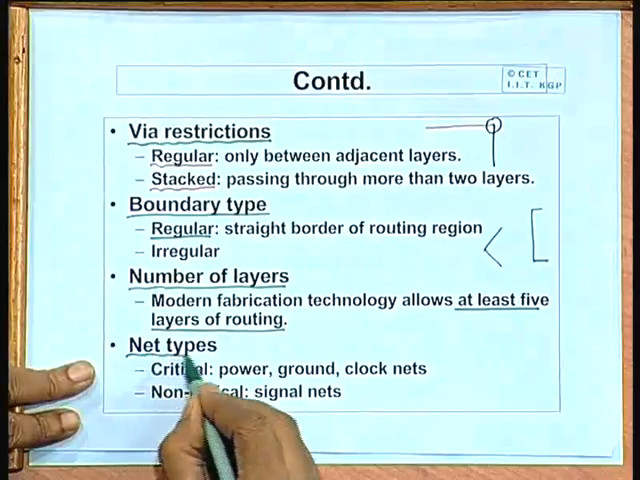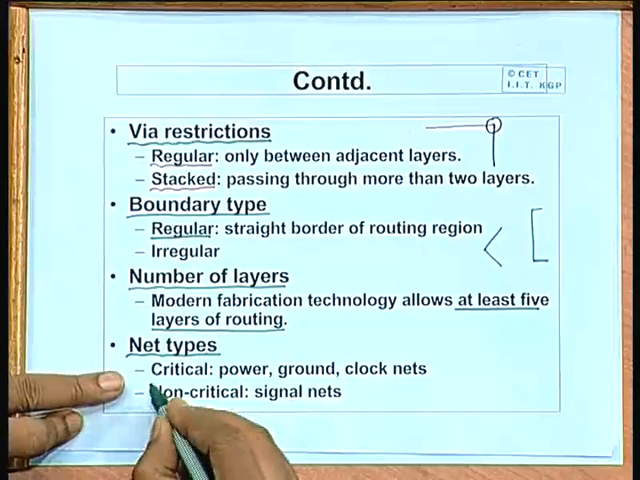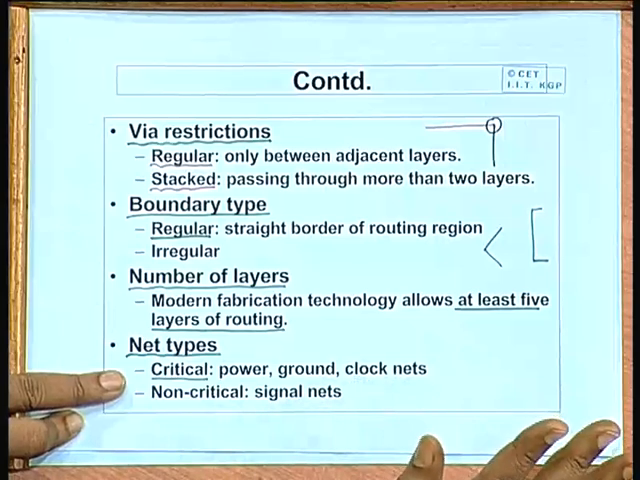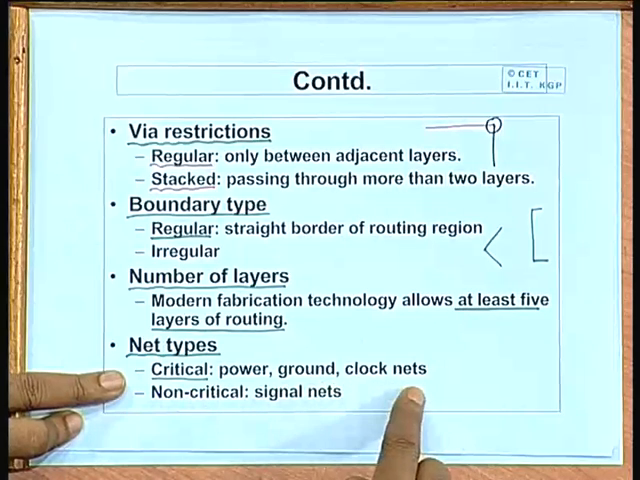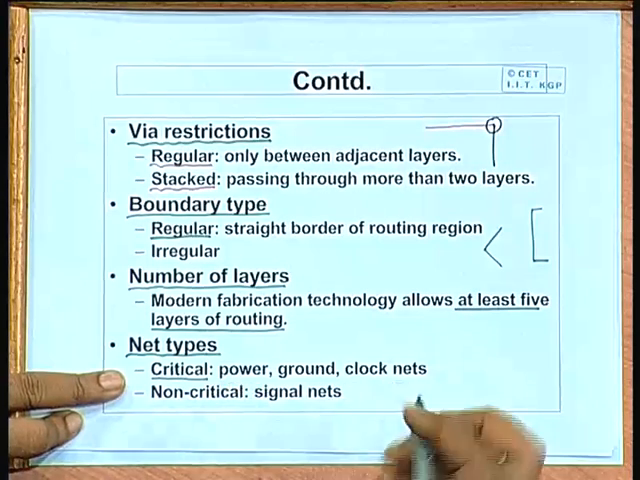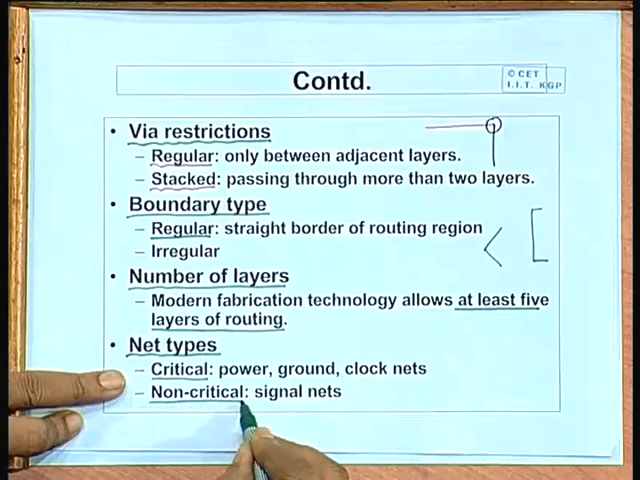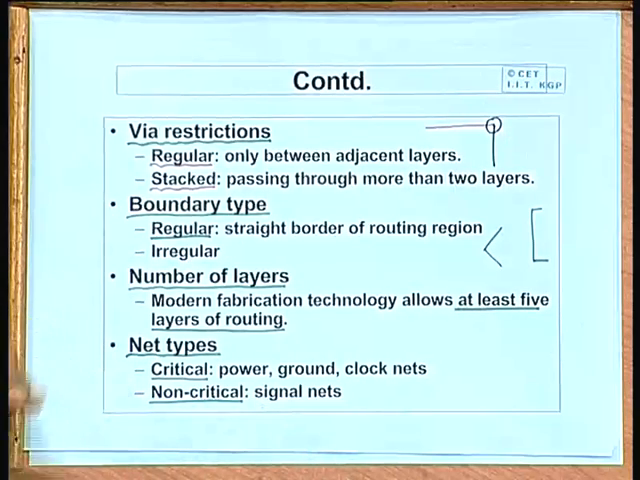Net types, you can categorize the net types. Some of the nets are critical. Power, ground, clock are absolutely critical. In addition, there can be some signal nets also, which you can categorize in the critical category. But the non-critical nets are the other ones where you have some flexibility. You can find a longer route if the need arises for that. So, the slight increase in delay is not important for those.